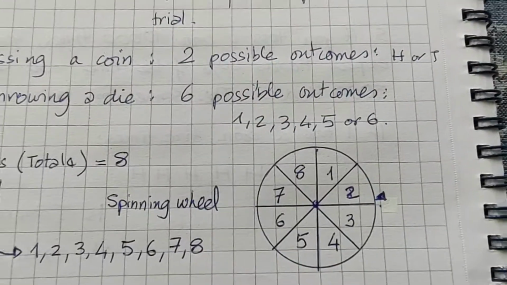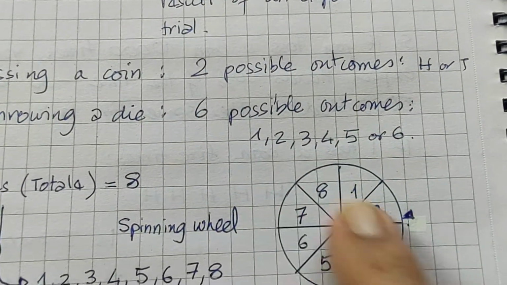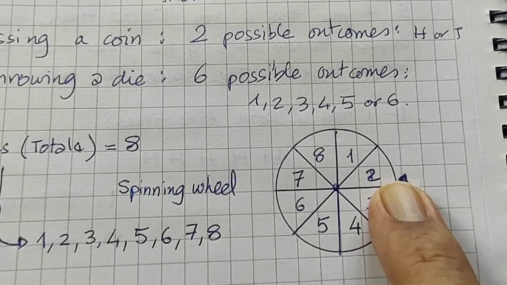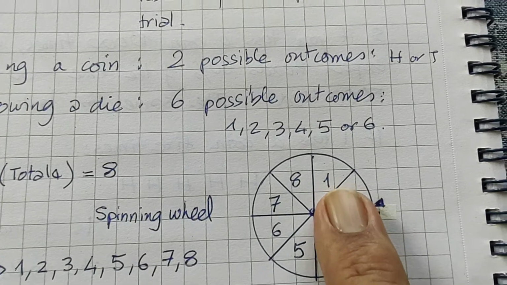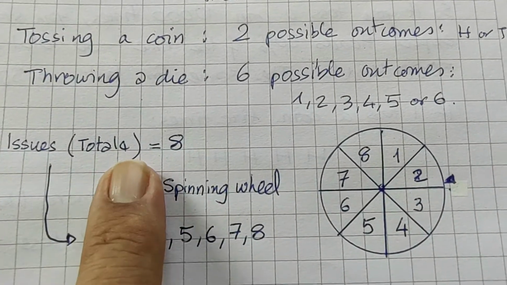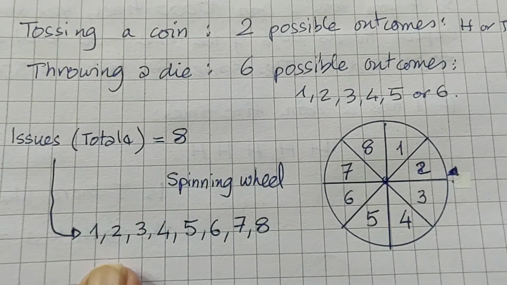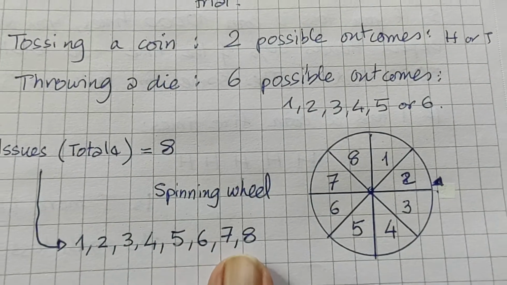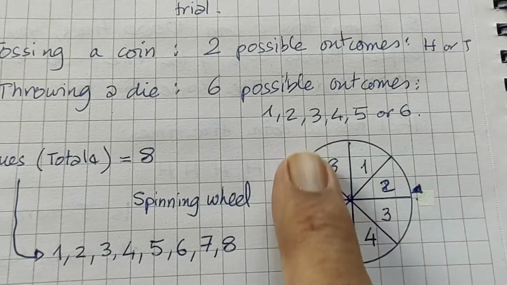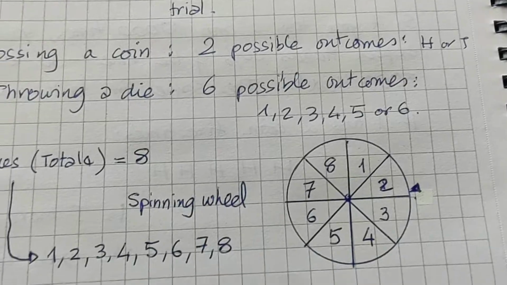So let's take another example. If I have a wheel, a pinwheel with a pin through the center, and I spin it, and there's a marker, and wherever it stops is the outcome. So this has got 8 divisions and 8 numbers. So here total issues, issue total sont égales à 8, qui sont 1, 2, 3, 4, 5, 6, 7 et 8. So when you have a wheel like this and you spin it, you will get 8 possible outcomes.